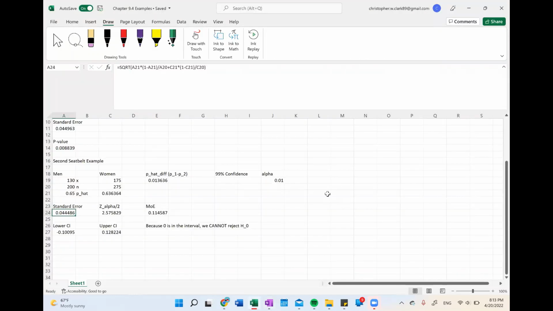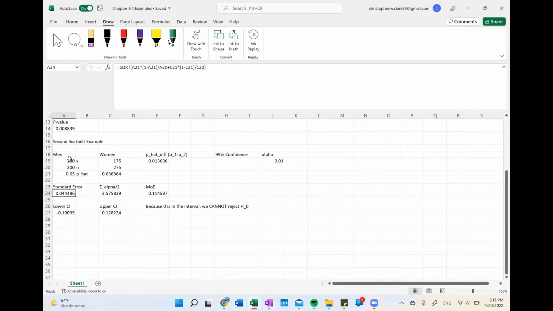So let's swing on over to Excel here. We have all of our information, right? So X, N, and then P hat, I calculated by, right, this is 130 over 200, and this is 175 over 275. Our P hat difference, P1 hat minus P2 hat, and again, we go here and it's 0.65 minus 0.636364.